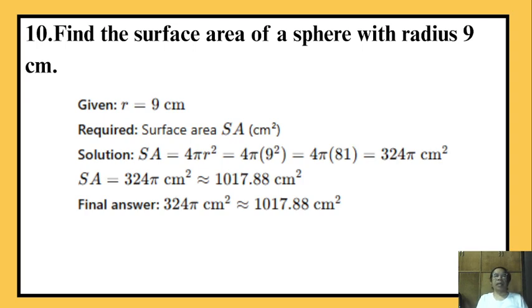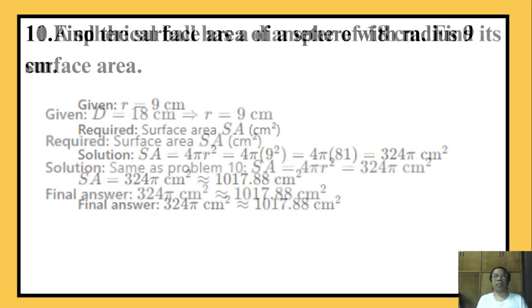So we're given r equals 9 centimeters, required SA. So use the formula SA is equal to 4 pi r squared, and substitute the given data. The final answer is 324 pi centimeters squared.